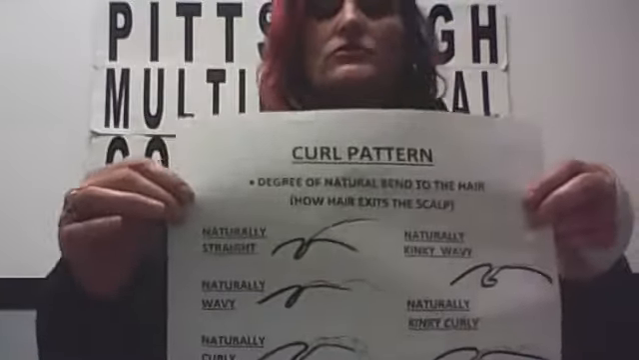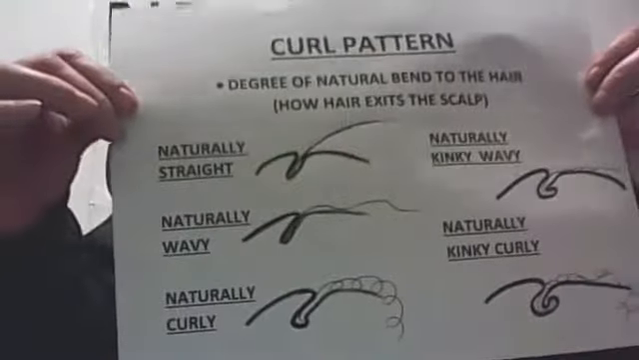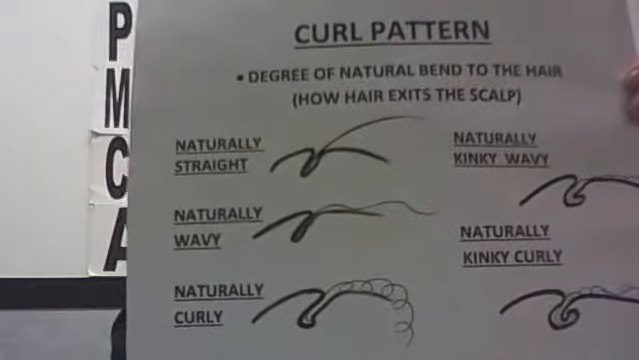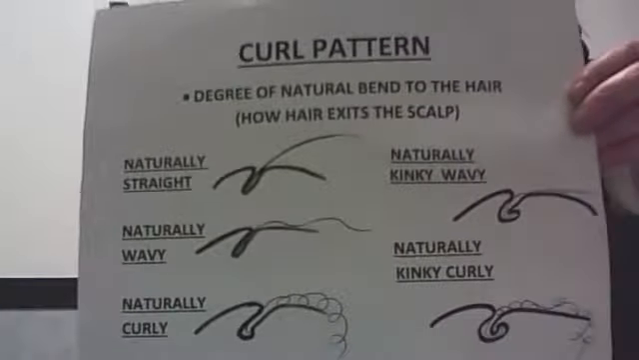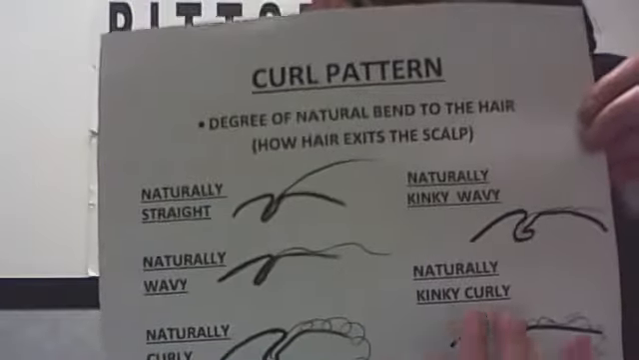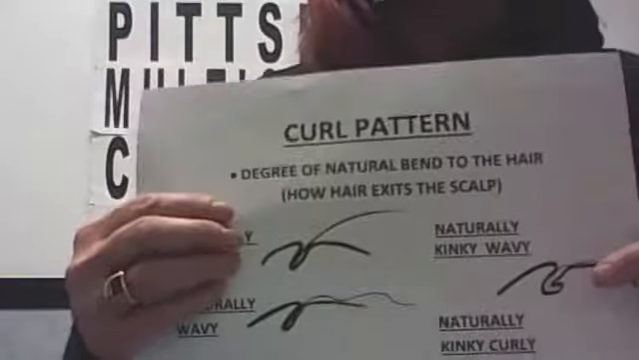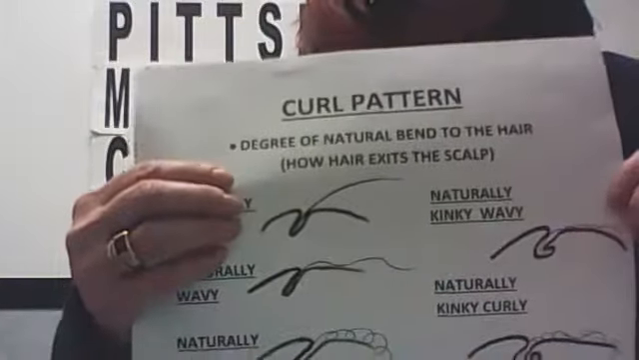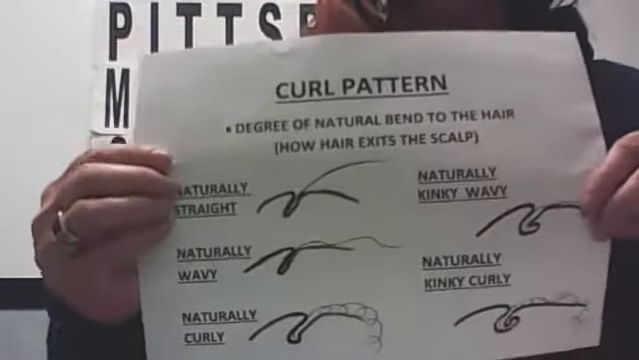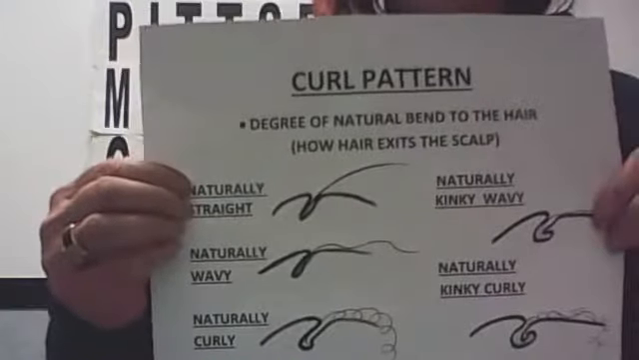I'm going to get this a little bit closer so you can see it. The first one is naturally straight. Notice on the little pictures that I drew here for you, that's a picture of a scalp and a hair follicle, and a hair extending out of the hair follicle. The follicle itself is the part that actually holds the hair in. Here is where the hair is inside the head, and however that is shaped is how the hair comes out of the scalp. So over here we have naturally straight hair. The follicle is straight and the hair exits straight.